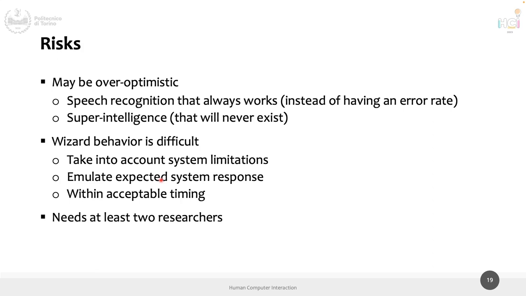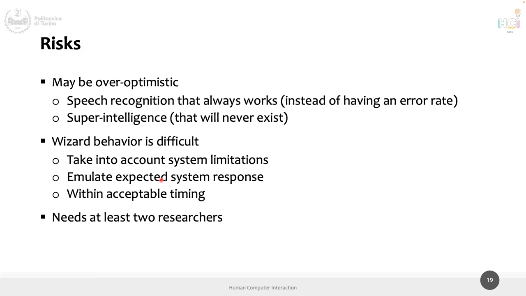The behavior of the wizard is also difficult, because you, in a way, should try to emulate the expected system response within acceptable timing and taking into account the limitations of the system that is running. So again, if I need to speak about weather, I cannot reply about time. Even if I can reply about time as a wizard, I cannot, because the topic is the weather. And if you need to provide an answer in 3 seconds, I still need to provide it in 3 seconds, even if I can give it in half a second. It's somewhat difficult to be prepared in a way.